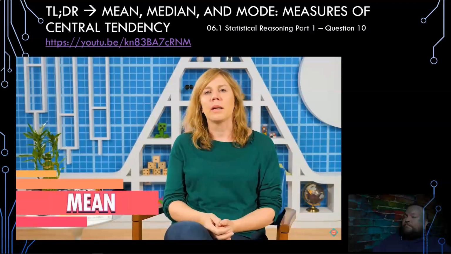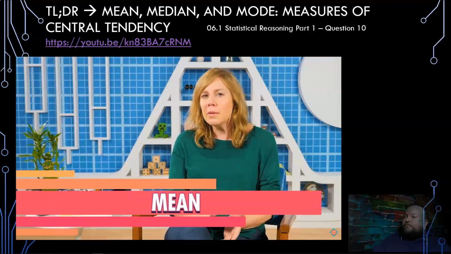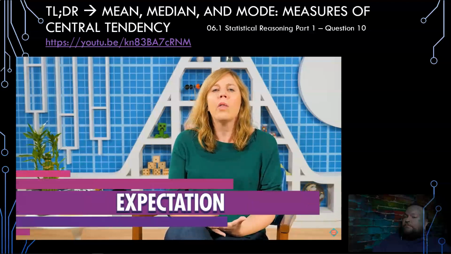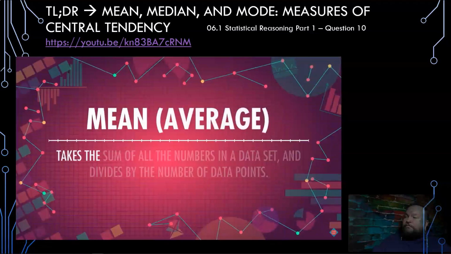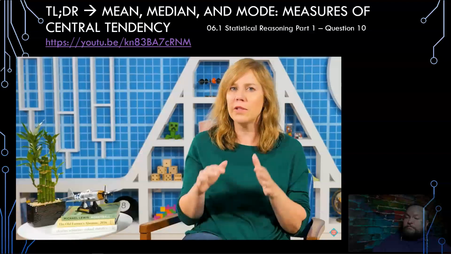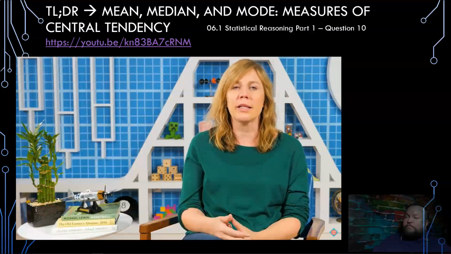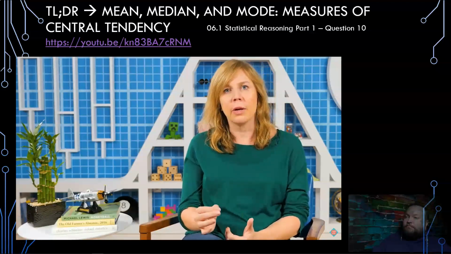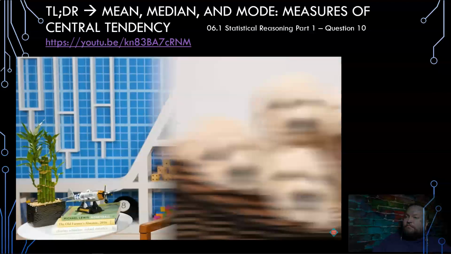One common measure of the middle is the mean. You've likely heard it called the average, though all of these measures are sometimes called averages. Some people call the mean the expectation of a set of data. The mean, or average, takes the sum of all the numbers in a data set and divides by the number of data points. So if 10 pregnant dogs give birth to 50 total puppies, the average litter size is 5 puppies. Each data point, in this case each litter of puppies, contributes equally to the calculation.